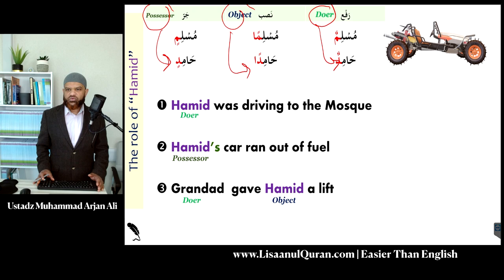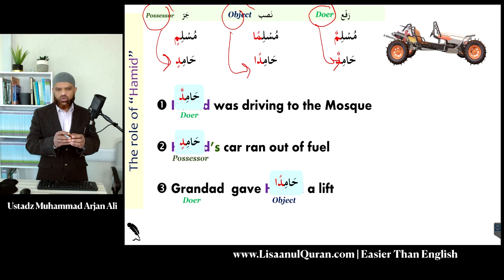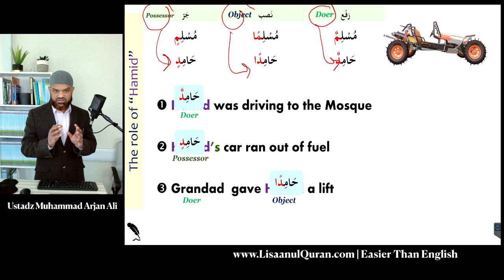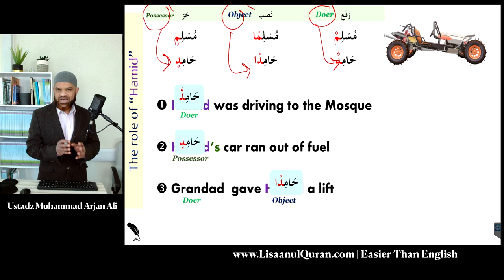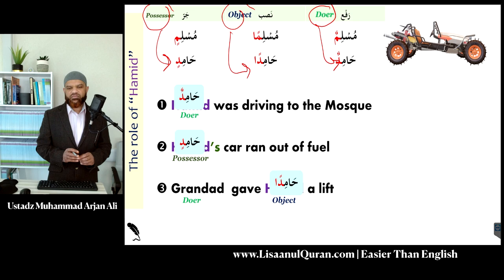Hamidun. Which one will I use in the second one? I would have to use Hamidin, because it is the possessor version that I need. In the third one, which one will I use? I would have to use Hamidan. So depending on the role that it needs to play in the sentence, it will require one of the three different versions. Either it will be Hamidun, Hamidan, Hamidin. So in Arabic, it is the ending of the word that is telling us who's doing what in a sentence, or the role that the noun is playing in a sentence. And this is i'rab. I'rab tells us the role, the function that is being played in the sentence.